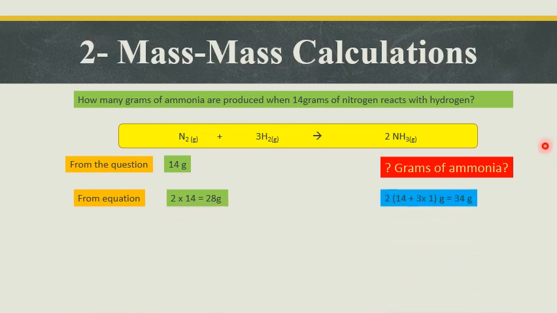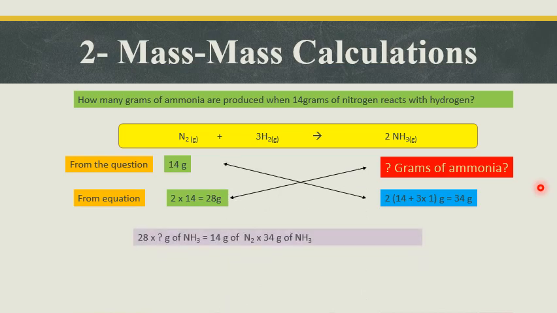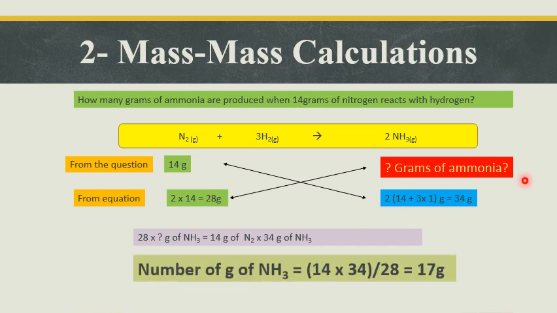And I will find in the same way the mass of ammonia here for 2 moles. So 2 times 14 plus 3 times 1 because we have 3 hydrogen here. So that will give you 34. And when you cross multiply, you can get the answer. 34 grams of ammonia. So the number of grams of ammonia will be 14 times 34 divided by 28. 17 grams of ammonia will be produced. So that is mass to mass.